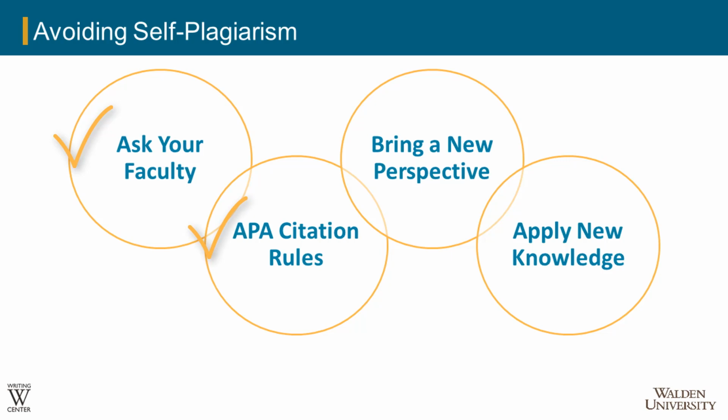Second, if you do decide to use past writing, cite yourself using APA's self-citing format and rules. Third, rather than using your past writing, bring a new perspective to your current assignment. Even if you're writing about the same topic, you can bring a new perspective, exploring new aspects or application of the ideas. This will help you not only avoid self-plagiarism, but also help you critically engage with your learning.